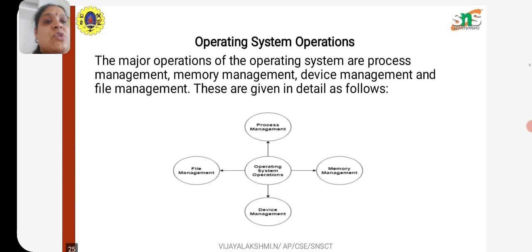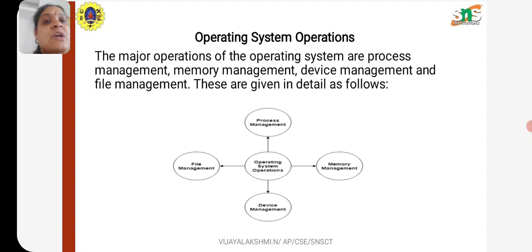And the next topic is operating system operations. So what are the major operations an operating system will perform? You have process management, file management, device management, and memory management. So let us see one by one.